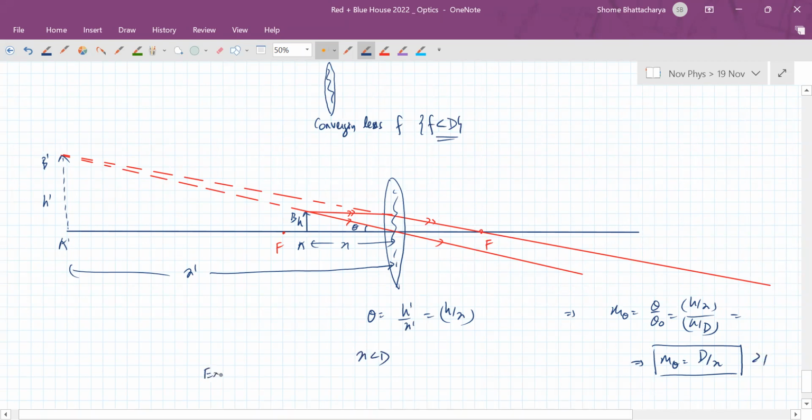So for example, if we have something which has a focal length of 20 centimeters, and we kept an object at a distance of, let us say, 15 centimeters, then let us find the angular magnification it will achieve. And let's also find the position of the image.